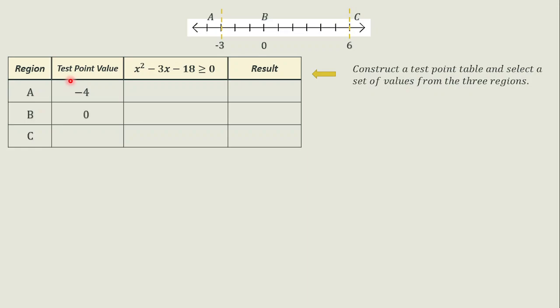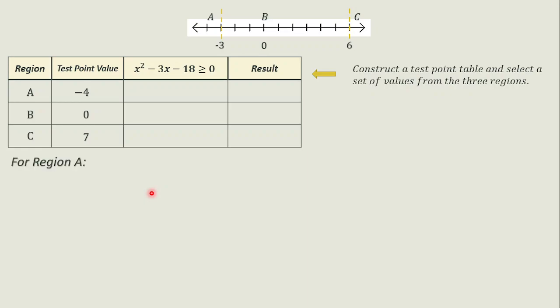Then for region C naman, any number na nasa right side ng 6, or ng borderline natin. So, ang pinili ko lang, class, is 7. Then after that, isosolve na natin siya individually. We are going to start with region A para makuha natin yung ilalagay nating information dito sa third column. So, ano ba ang gagawin dito? Ang gagawin ninyo, class, is substitute lang ninyo yung test point value na napili ninyo sa region A, B, and C sa ating quadratic inequality.